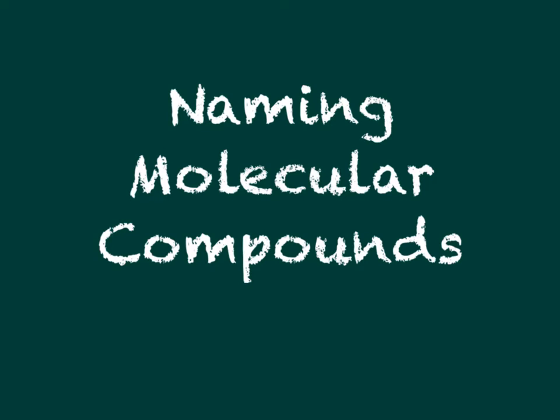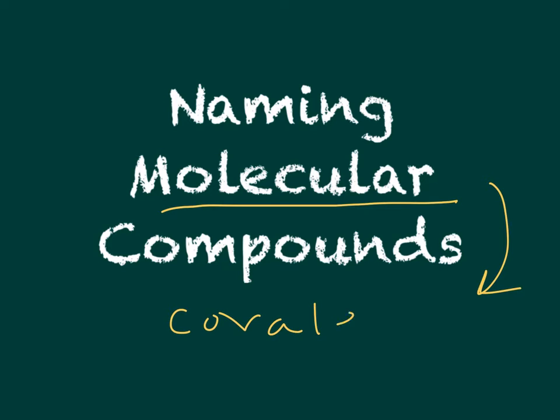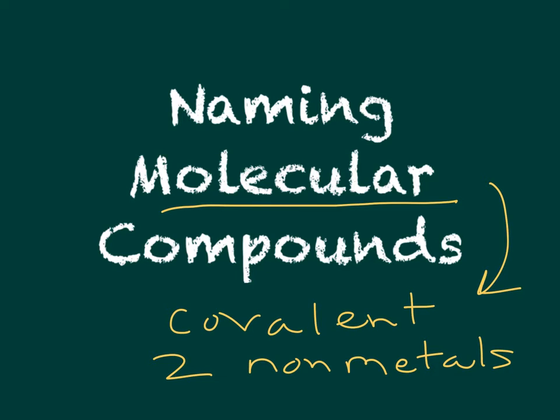In this screencast, we're going to talk about naming molecular compounds. When we use that word molecular, keep in mind that we're talking about covalent compounds. And covalent compounds are formed between two nonmetals. So when you have two nonmetals that are combined to make a compound, we're talking about a covalent compound, which we call molecular compounds. That's what we're talking about naming in this screencast.